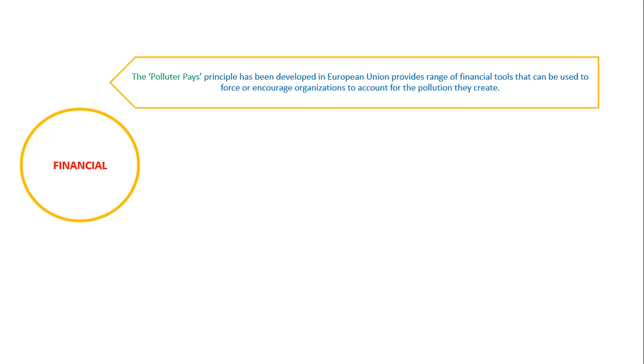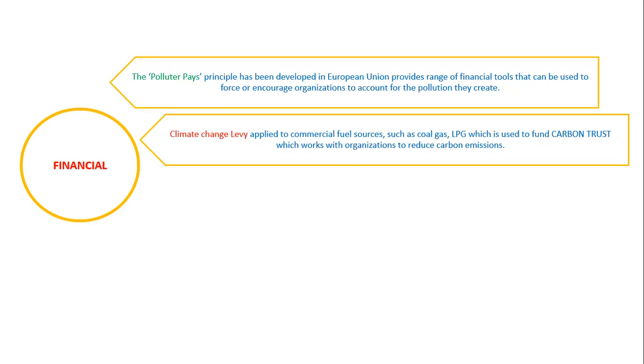Now, the next is the financial reason. The polluter pays principle has been developed in the European Union, which provides a range of financial tools that can be used to force or encourage organizations to account for the pollution they create. Some of the polluter pays measures that have been implemented are, like the climate change levy. It applies to all commercial fuel sources such as coal, gas, LPG, and electricity, and is used to fund the Carbon Trust, which works with organizations to reduce carbon emissions.